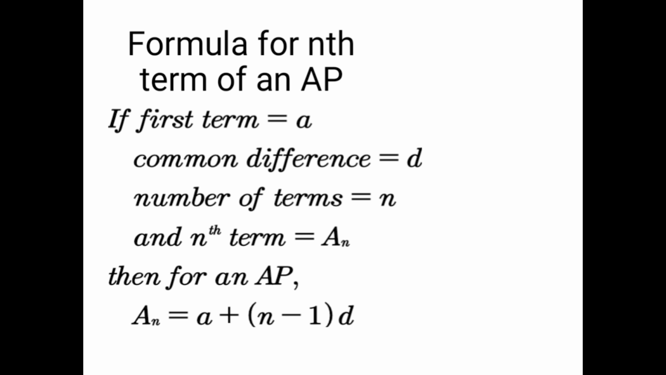And the number of terms that we're looking for, let's say the 10th term, 11th term, 20th term, that's the nth term. Okay, the number of terms here is n, and the value of the nth term is an. Then for any AP, we can say that an is equal to a plus (n minus 1) d. This is the general formula for solving problems on AP.